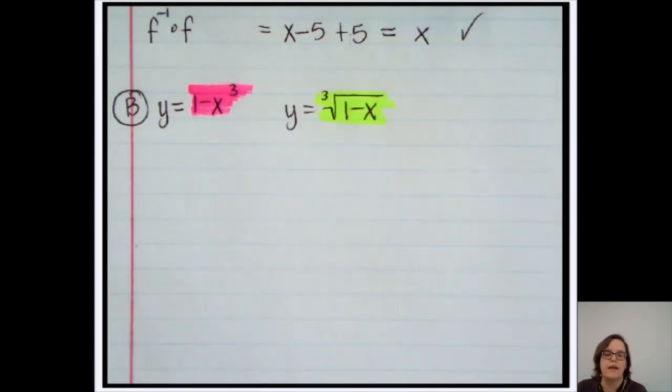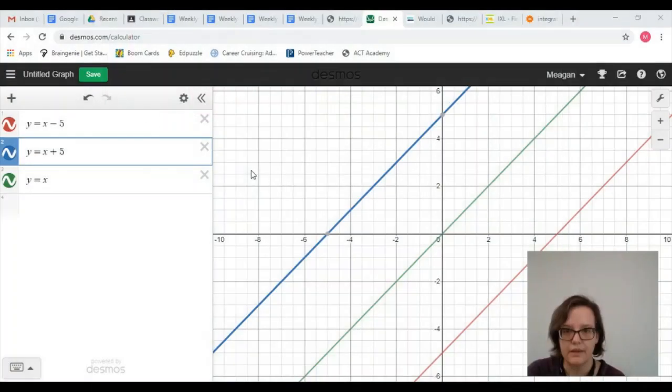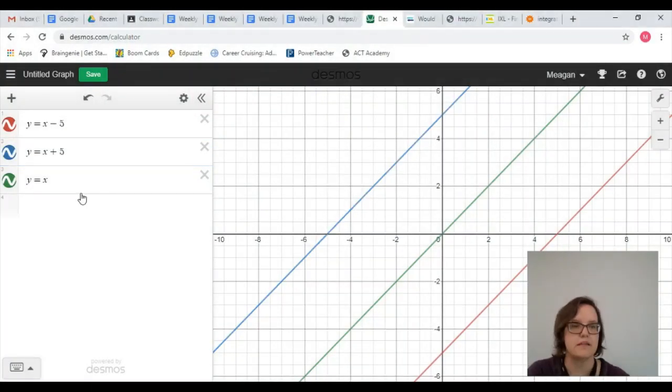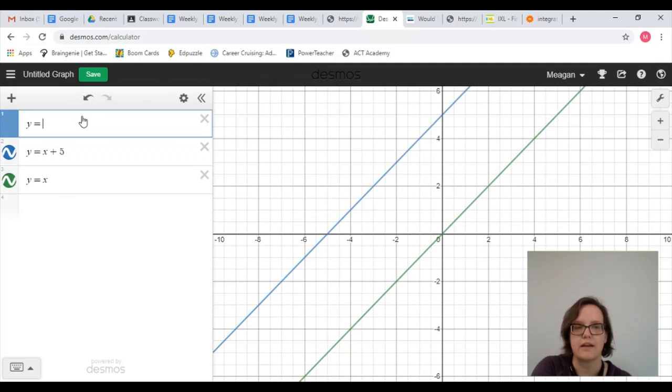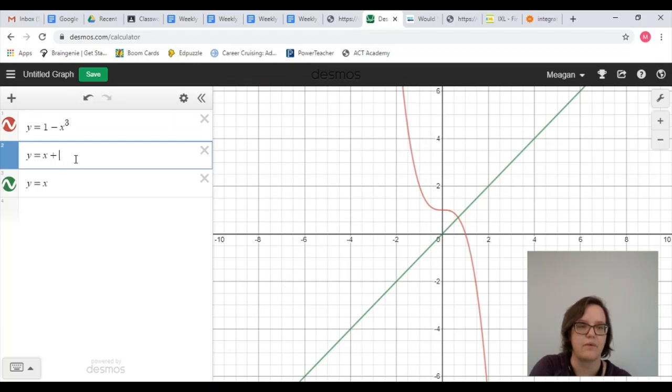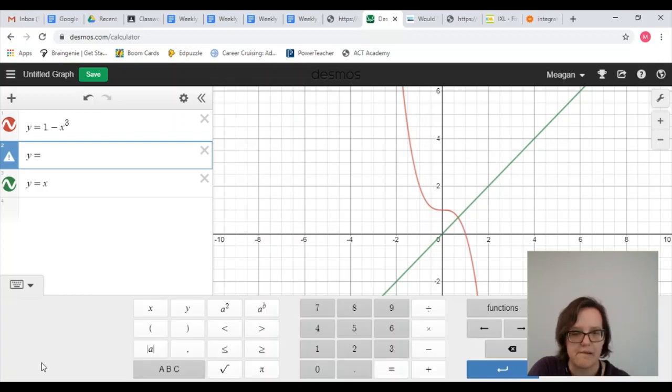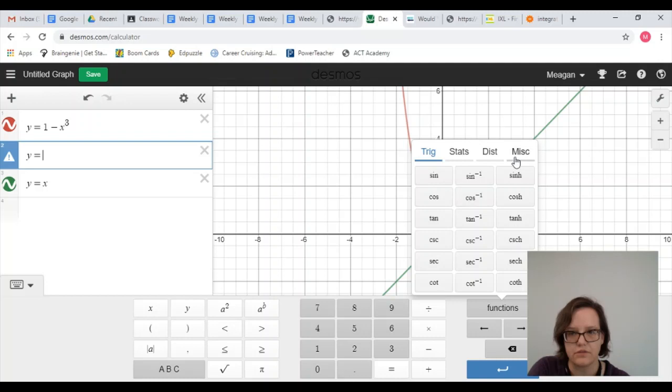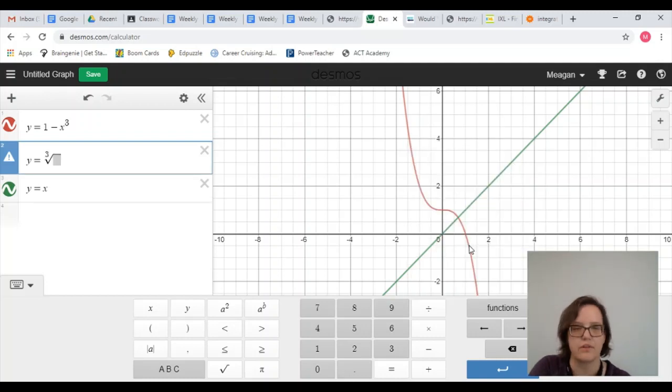Again, if we want to check this graphically, we can just go to Desmos and type those in. I'm going to leave that bottom one in there. So y equals 1 minus x to the third gives us that red one. And then our blue one, if we come down here and do the cubed root, let's see, where's that at? Functions, maybe. Yeah, if we go to that nth root here, we can put 3 and then 1 minus x.